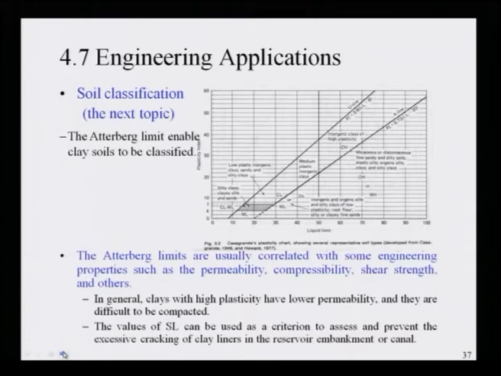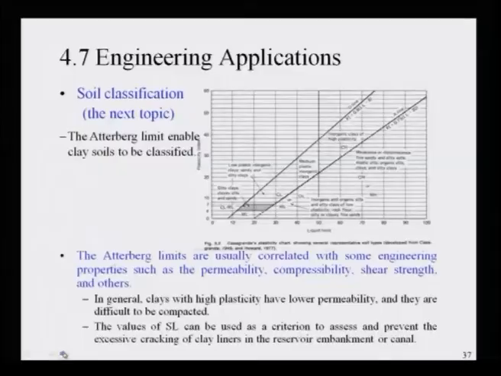What we have done, this Atterberg's limits or grain size distribution right now, means we have finished the grain size distribution for coarse grain. For fine grain soil, we have finished the Atterberg's limits. That means, liquid limit, plastic limit, shrinkage limit and indices, liquidity index, plasticity index and your activity. What does it mean? How far is it applied in engineering application? It is basically applied for soil classification. The Atterberg limits enable clay soils to be classified.